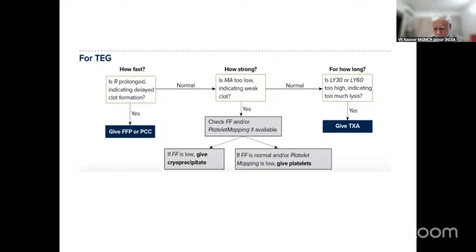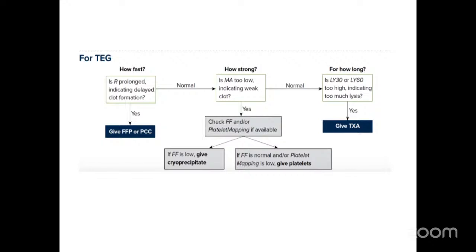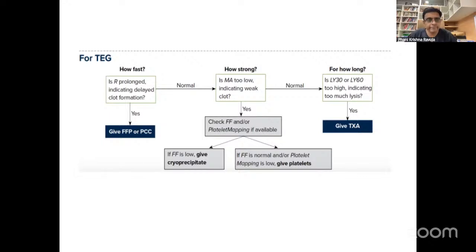So from the graph, we can decide on FFP, based on how fast the clotting process started. If R is prolonged, it means the clotting process is very slow. Then in that case, we have to give FFP or PCC to the patient. How strong the clot is depends on the MA, the height of the graph. If MA is too low, then we have to give either cryoprecipitate or platelets, depending upon the functional fibrinogen assay. And then how long it lyses: if the patient has lysis more than 7.5% and 15%, we have to transfuse tranexamic acid to the patient.